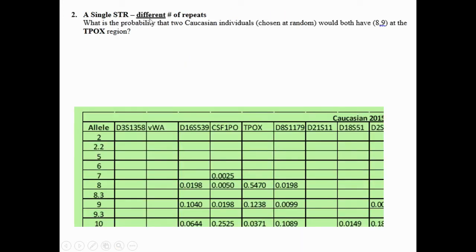Here's a single STR with a different number of repeats. Different number of repeats means that these two individuals have 8 repeats on one chromosome and 9 repeats on their other chromosome. So what is the probability that two Caucasian individuals chosen at random would have 8 and 9 at the TPOX region? We make sure we're on the Caucasian individual data chart, and the region is going to be TPOX, so everything's going to be in that column. Then we look for the P and Q value from 8 repeats and from 9 repeats. These give us our P value and our Q value.